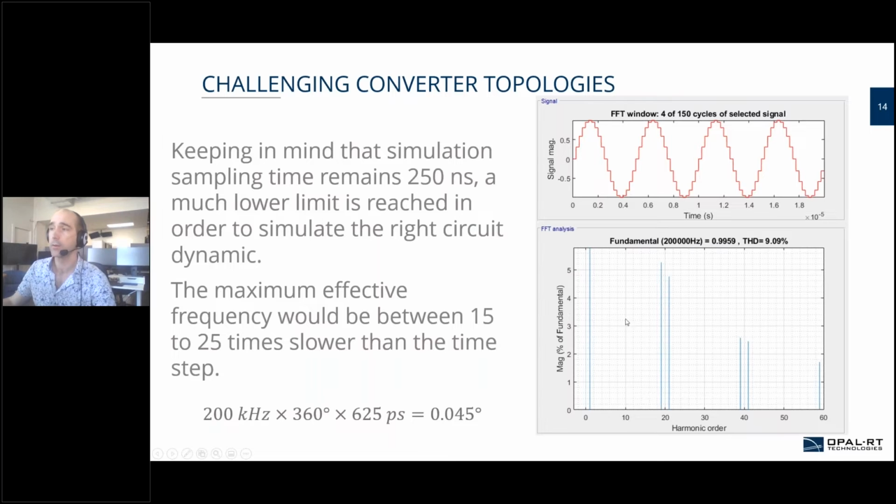When we look at the harmonic content, you have the fundamental here, and then the first harmonic, and then the 20th harmonic, which is the ratio between the main frequency and the sampling frequency. You're going to have two dominant harmonics there, one harmonic lower and one higher, so at 19 and 21, and so on. Those harmonics are so high that they shouldn't affect the simulation much.